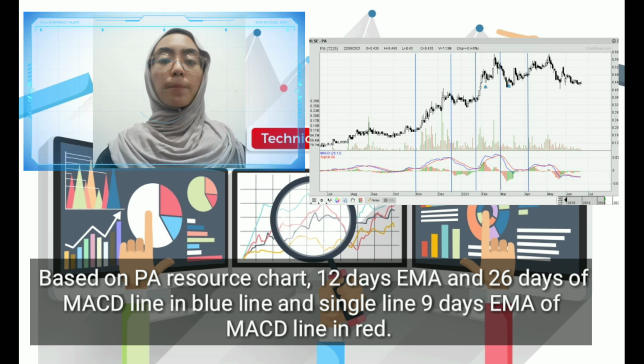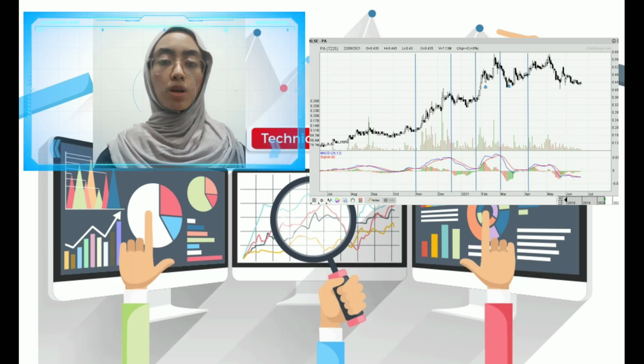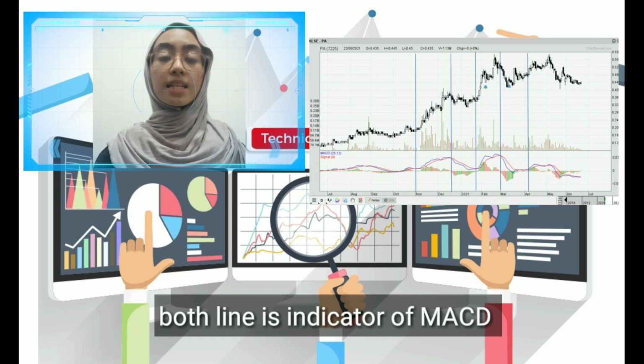Based on the PA Resources chart, the 12-day EMA and 26-day EMA of the MACD line are in blue, and the signal line, the 9-day EMA of the MACD line, is in red. Both lines are indicators of MACD.